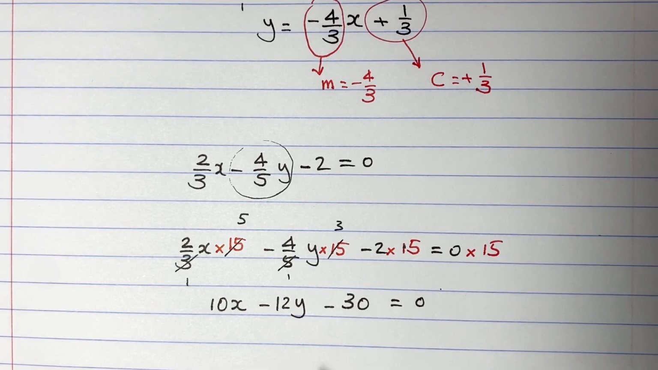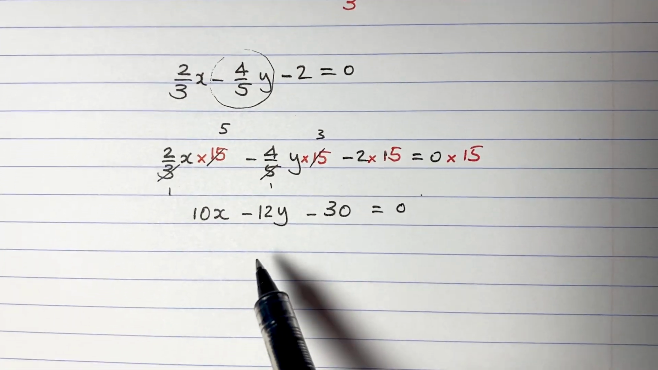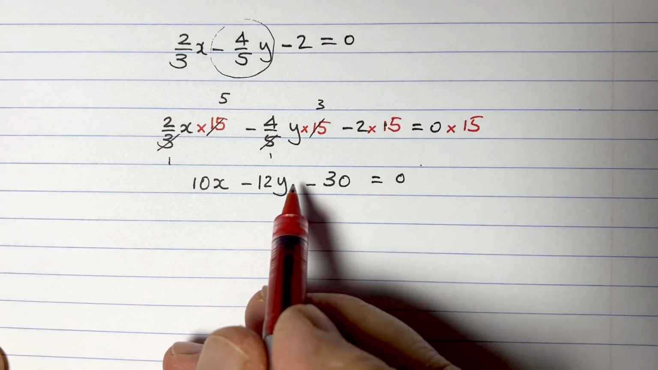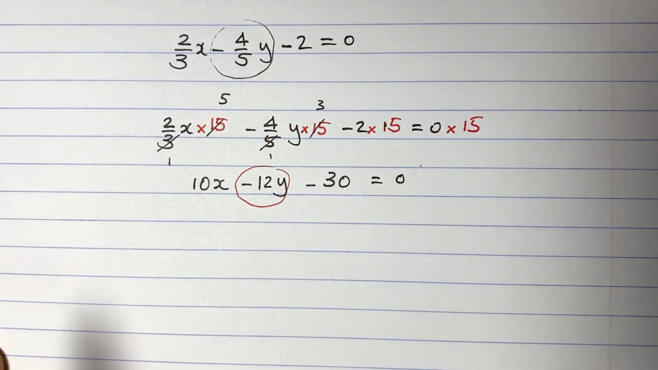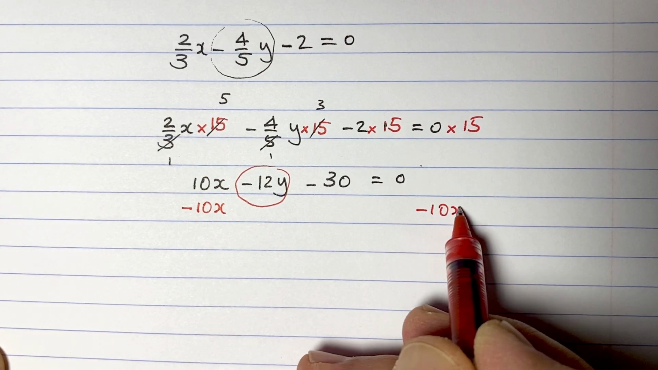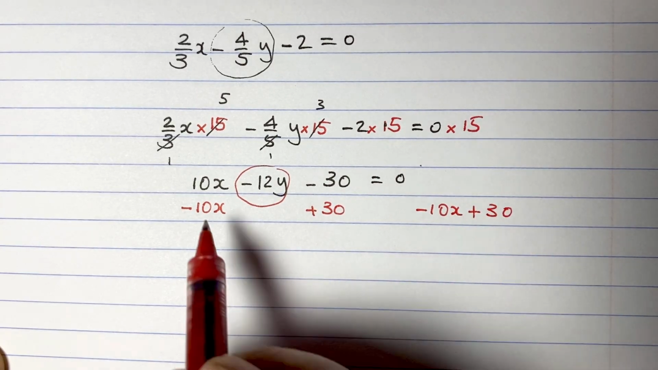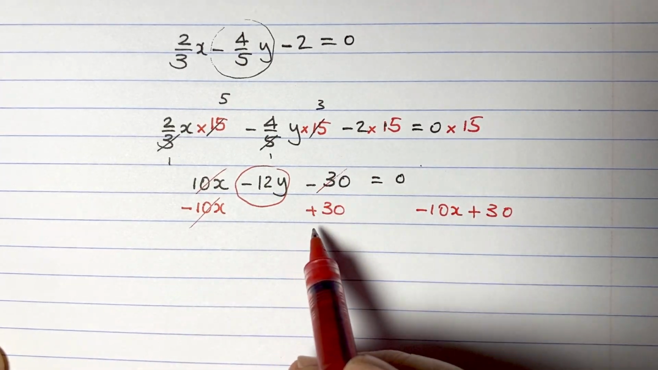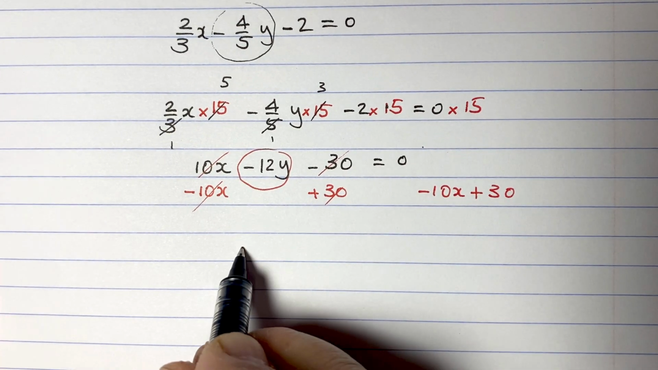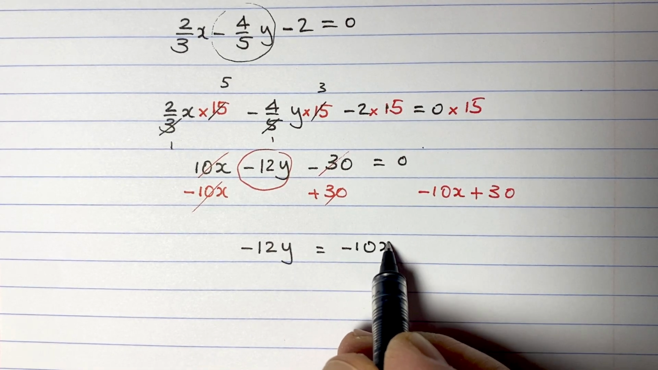Now it becomes very similar to the previous question I gave you. I'm going to keep minus 12y and balance the equation, so only this term is left on the left-hand side. Minus 10x on both sides, plus 30 on both sides. So that is cancelled, that is cancelled. So my equation of line is now reduced to minus 12y equals minus 10x plus 30.